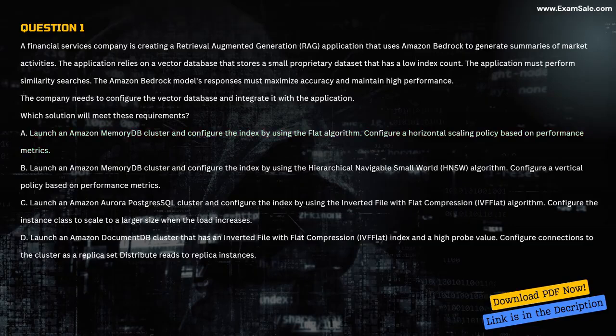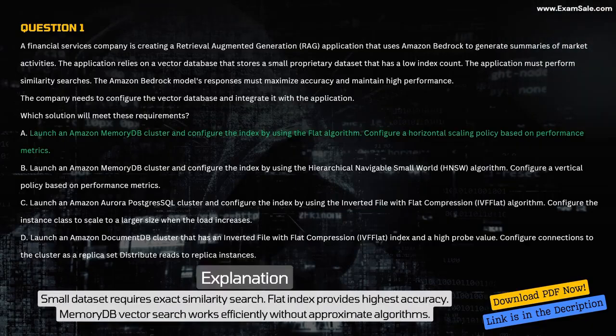Correct answer A. Launch an Amazon MemoryDB cluster and configure the index by using the flat algorithm. Configure a horizontal scaling policy based on performance metrics. Explanation: small dataset requires exact similarity search. Flat index provides highest accuracy. MemoryDB vector search works efficiently without approximate algorithms.